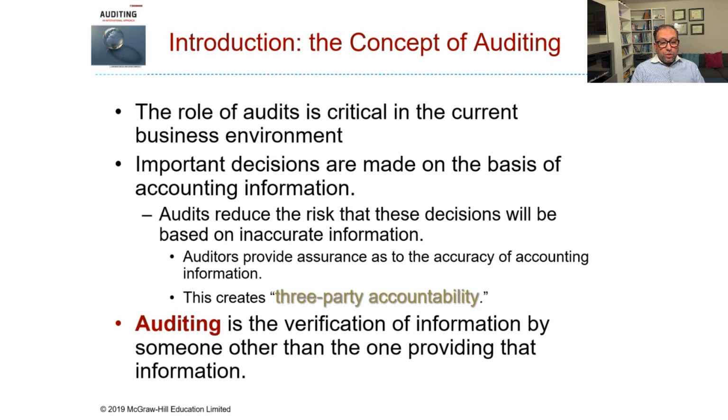The auditor provides assurance as to the accuracy of accounting information, and this creates a three-party accountability. In auditing, we define it in a way that there are three parties involved. The first is the auditor itself. The second is the one who is providing the information, the management or the accountants who are preparing and providing the information regarding the operations, business profitability, or the assets and liabilities of the business. And the third is the one who is getting that information. This is why we call it a three-party accountability.